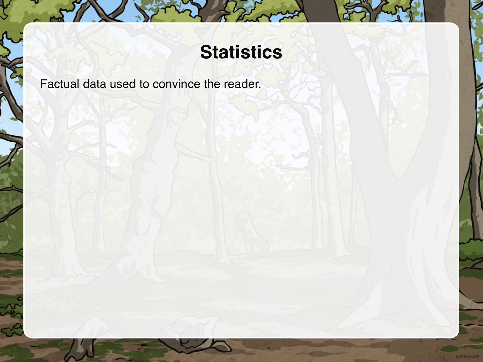Welcome back, boys and girls. I hope you got some examples written into your remote learning jotter. So now we're going to look at statistics. Now, statistics are factual data used to convince the reader. Now, this is really important because if you have a viewpoint, boys and girls, if you say something in your persuasive writing to persuade somebody of something, you're going to want to back it up with some facts. So there's no room for any doubt or any argument. Because you've backed your argument up.